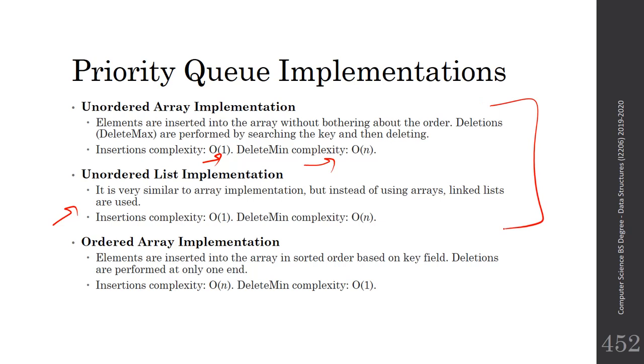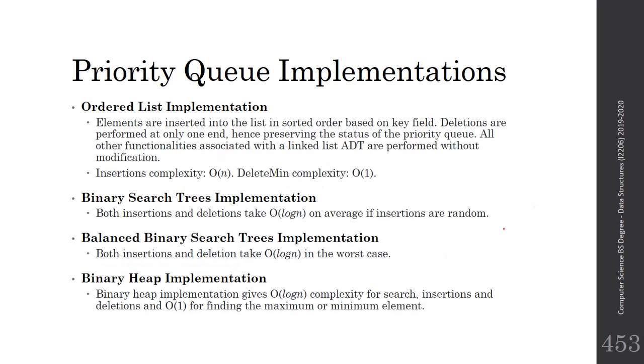We have implemented the ordered array implementation, using a queue in our example, and we implemented the ordered list implementation. They are both the same, and in both cases the insertion would cost us n because we need to insert in an ordered fashion. However, for deletion, it will cost us just one operation. As for the other implementations, we have either a binary search tree, a balanced binary search tree, or a binary heap.